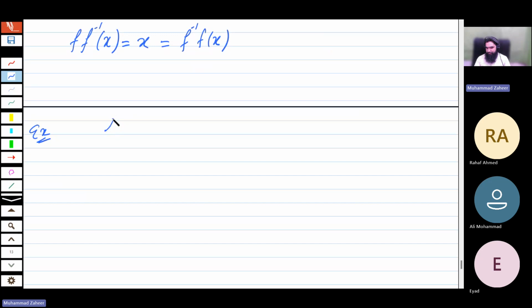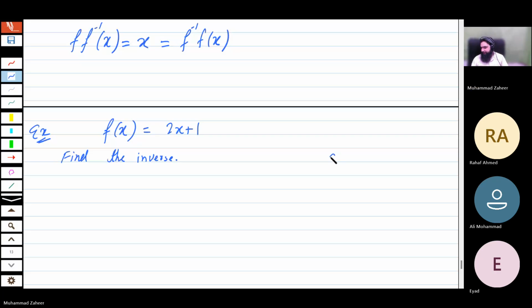The question is: f of x is equal to 2x plus 1. You have to find the inverse. Now, if you want to find the inverse, the first step is you have to let f of x be equal to any variable, let's say y. So I'm going to get y is equal to 2x plus 1.